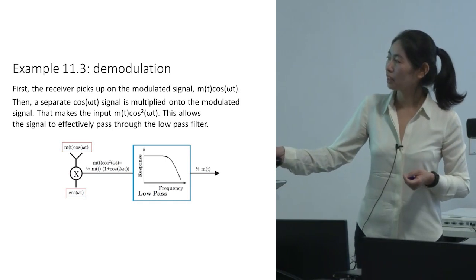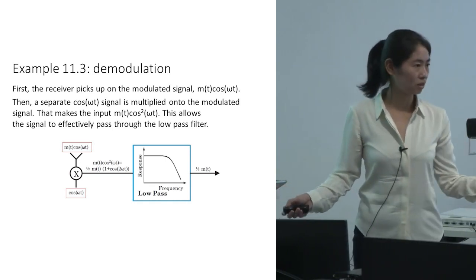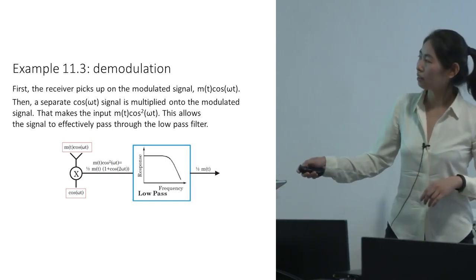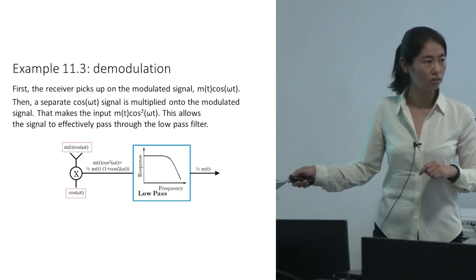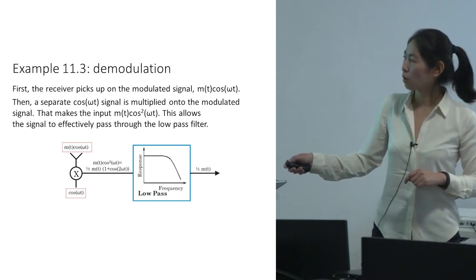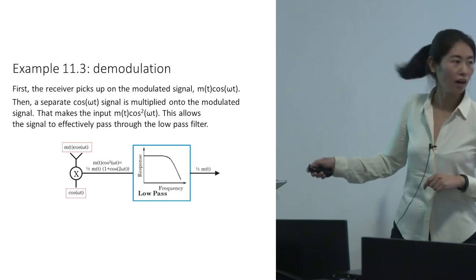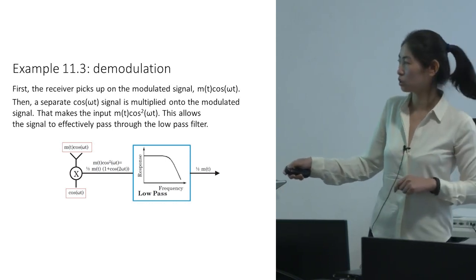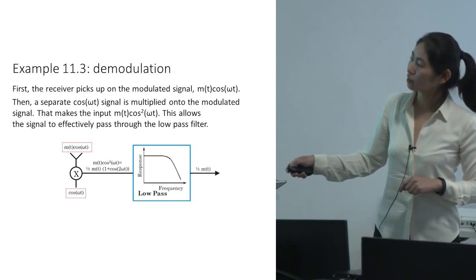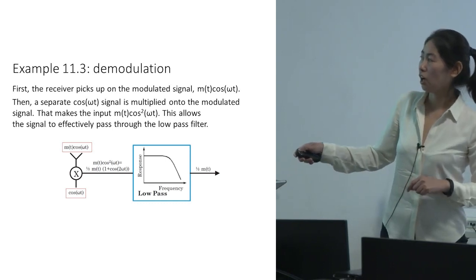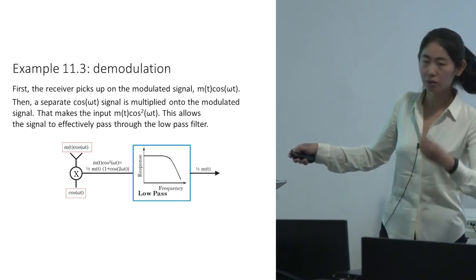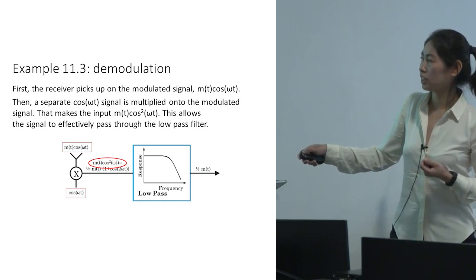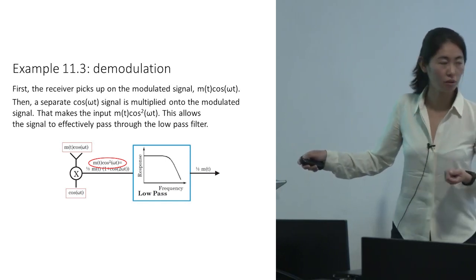And then I put in another signal to help with my demodulation. So I give this receiver an additional signal, cosine omega t again. Why am I doing this? You will know later on how I can remove this signal by doing this trick. So once I put in this additional cosine omega t signal, my received signal becomes m of t cosine squared omega t.